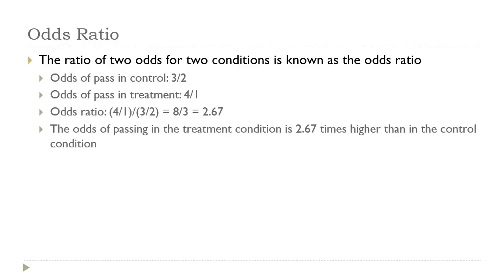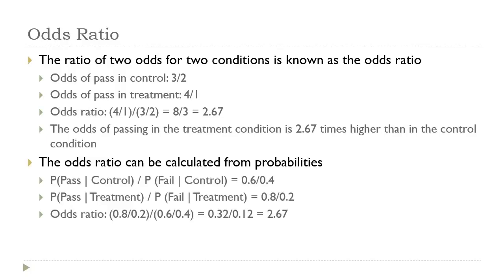Now imagine if the treatment had not changed anything. Then the odds of passing in the treatment condition would also be 3-2. And our odds ratio would have been 3-2 over 3-2, or 1. And we would say the odds of passing in the treatment condition is 1 times higher, meaning that it's no higher than in the control condition. So 1 becomes the baseline, indicating that there is no effect of the treatment. We're used to 0 indicating no effect in many of the statistical analyses we looked at, but when you're dealing with odds, and more specifically, the odds ratio, 1 indicates no effect.